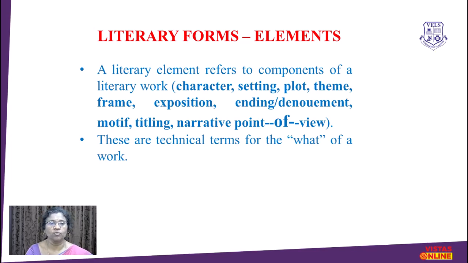Now we will move on to the literary forms elements. What are the literary elements? First one is the character, setting, plot, theme, frame, exposition, ending, motive, narrative point of view. All right. So first of all, we will talk about the character, without which the novel is incomplete, or without which a novel cannot be constructed. All right. Because we need to have a character. Character can be animate, inanimate, it can be human, non-human.